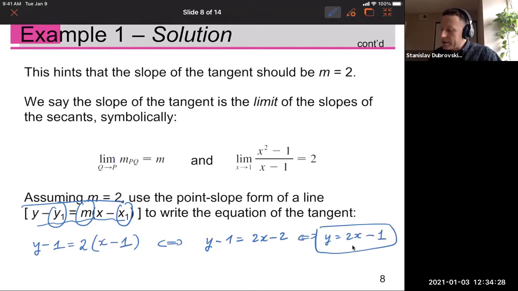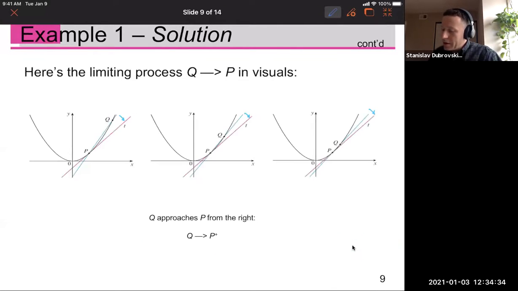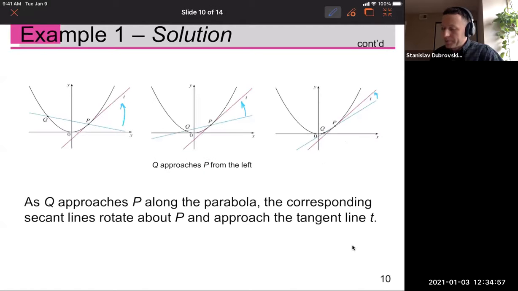Okay, let us now understand graphically what happens. Visually, as Q approaches P from the right, you see that the secant lines rotate. How do they rotate? They rotate clockwise to approach the pink tangent line. And as you approach Q to P from the left, then you see a similar rotation, right? But now it's counterclockwise.